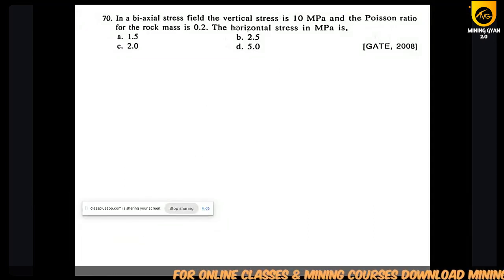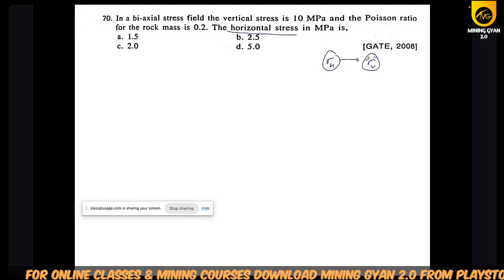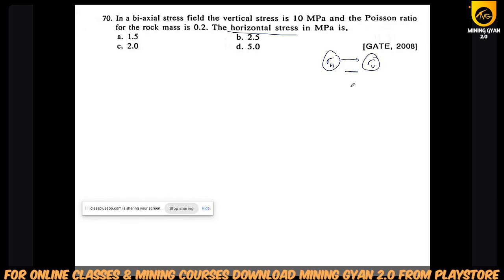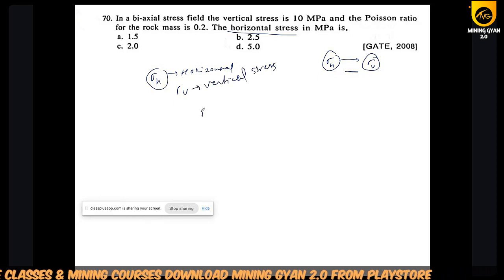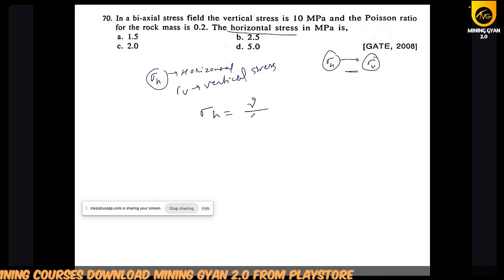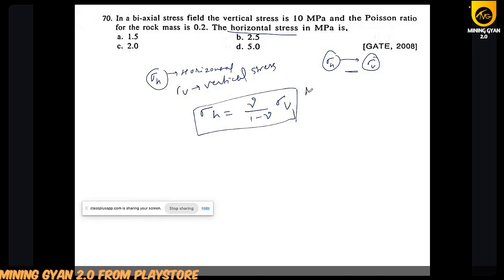In question number 70, you have to find the horizontal stress. I told you to remember the relation between the horizontal stress and the vertical stress, and we have also seen this type of question. So please put in some effort and try to find the answer to question number 70. So sigma h is the horizontal stress and sigma v is the vertical stress. As you know, sigma horizontal equals Poisson's ratio divided by 1 minus Poisson's ratio, multiplied by sigma v. This formula you should know, recall, remember.